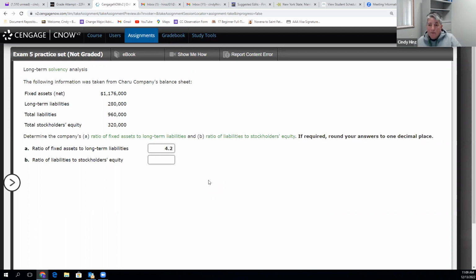And then for the second one, ratio of liabilities. So we're looking at all of our liabilities, $960,000, divided by the stockholders' equity, which we're told is $320,000. And that ratio is 3. That is a measure of our leverage, of how much debt we have in our capital structure. As I described it last week in class, they have $3 in debt for every $1 in equity.